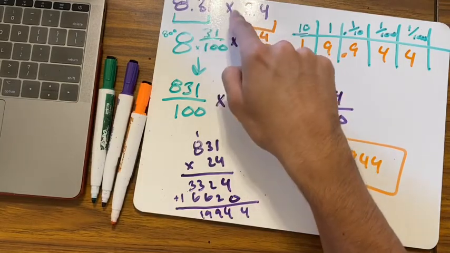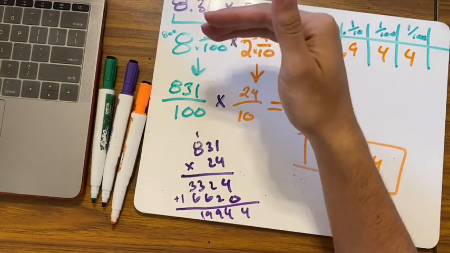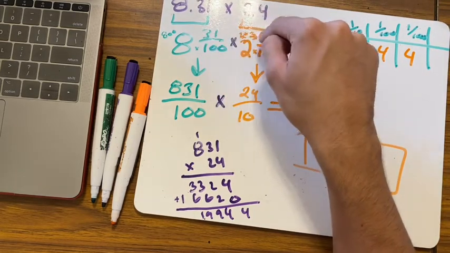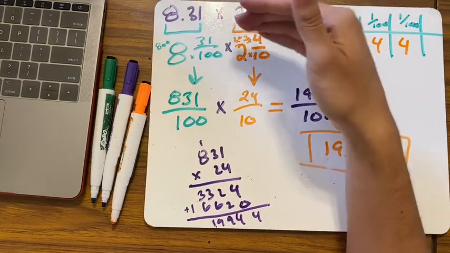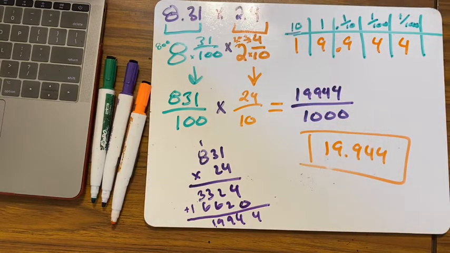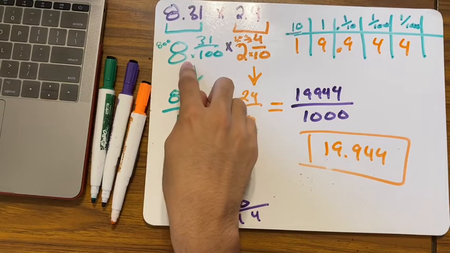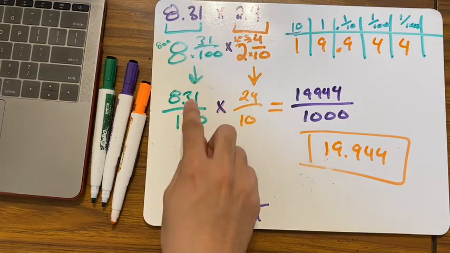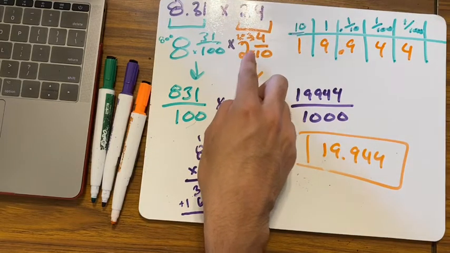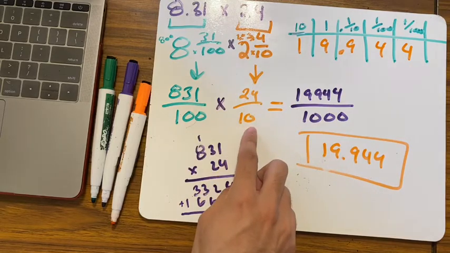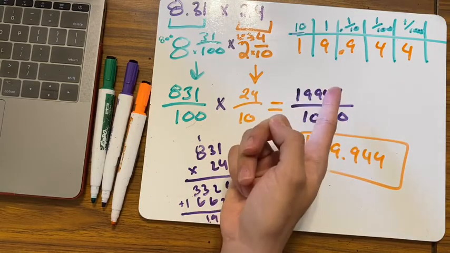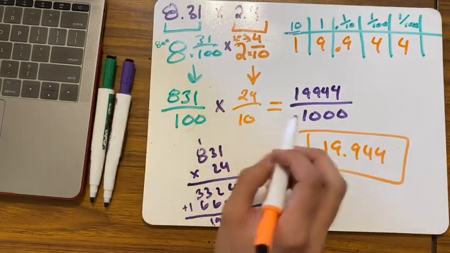I started off as decimals, right? I switched those decimals into fractions. So I have 8 wholes and 31 hundredths and 2 wholes and 4 tenths. Because I'm multiplying, I went ahead and switched them into improper fractions. So 100 times 8, that is 800. 800 plus 31, 831 over 100. And then I did the same thing here for my orange fraction. 10 times 2, 20. 20 plus 4, 24 over 10. And then I went ahead and multiplied them. 831 times 24, that's this. And then 100 times 10, that's 1,000.